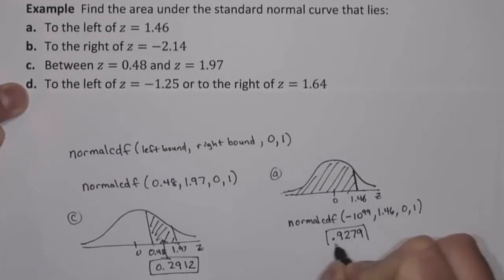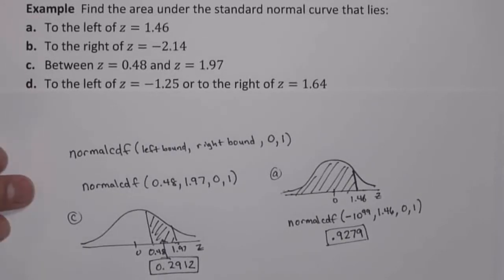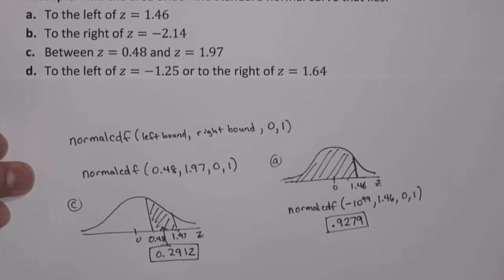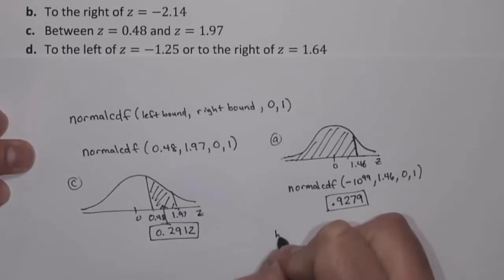0.9279 is our area. Now notice in both of these cases so far, these are the same results that we obtained when we did it by hand. Let's look at part B.